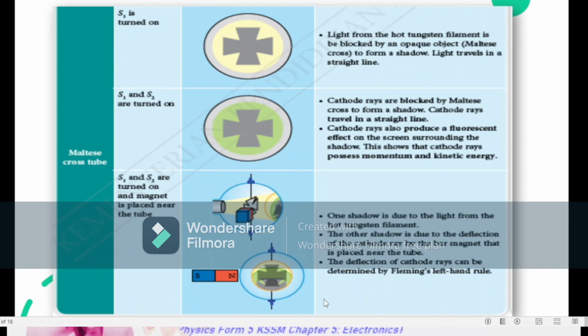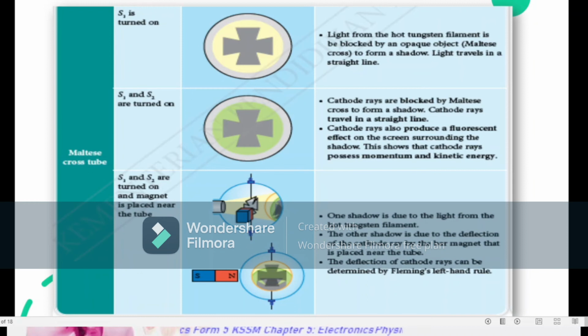From this activity, we can see that the cathode ray shows deflection when placed in a magnetic field. So from here, we can conclude the property of cathode ray is that it can be deflected by a magnetic field.